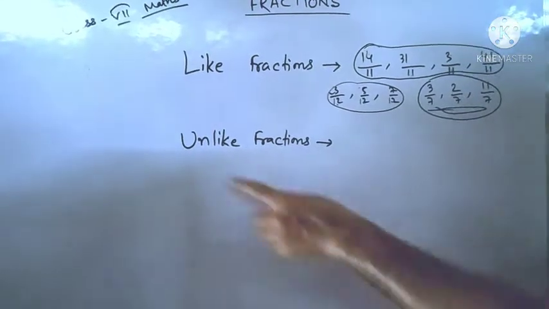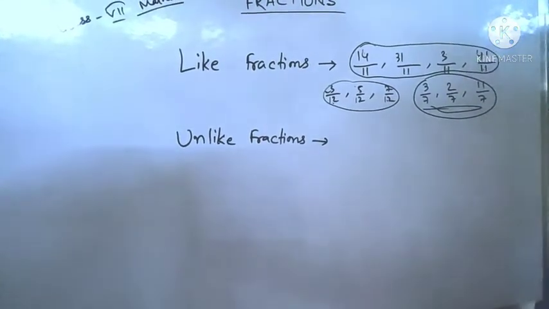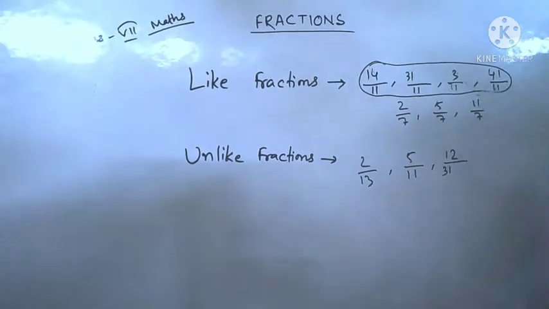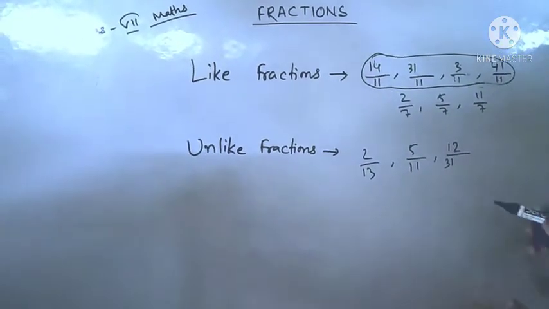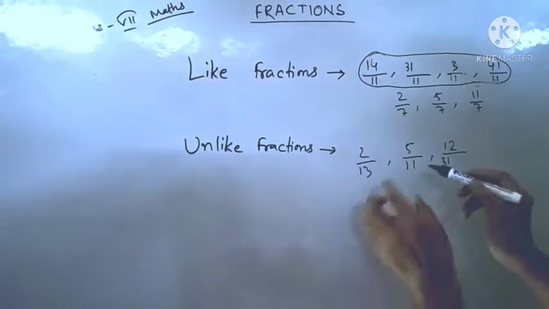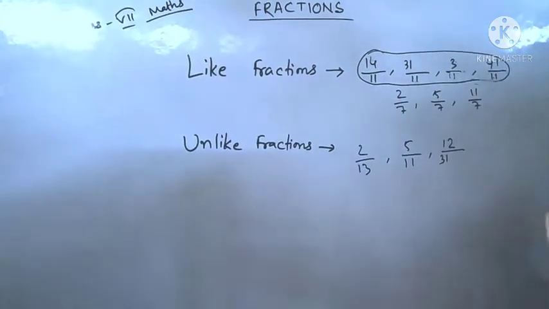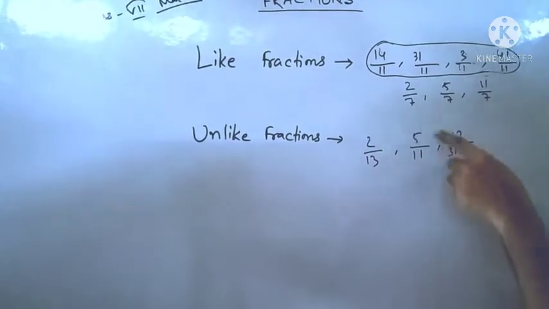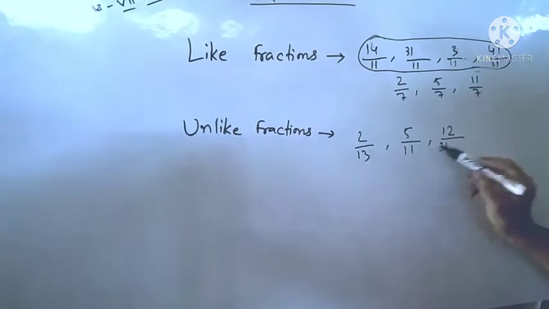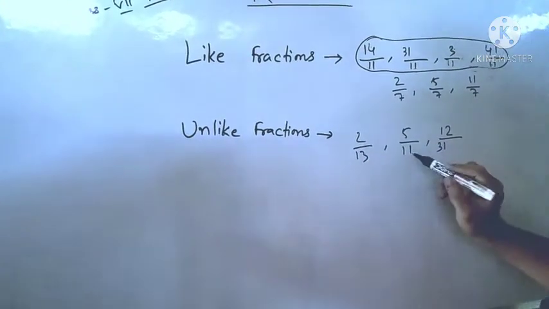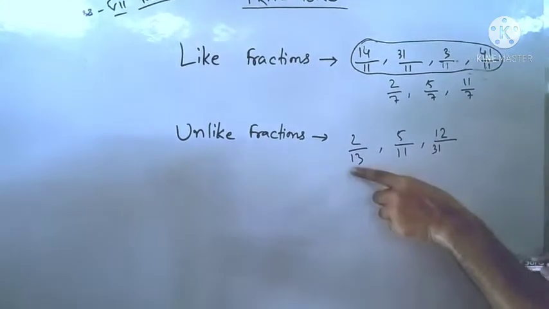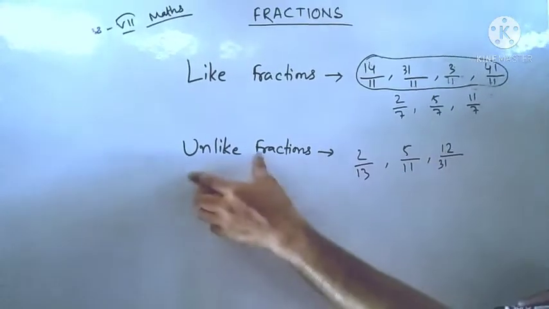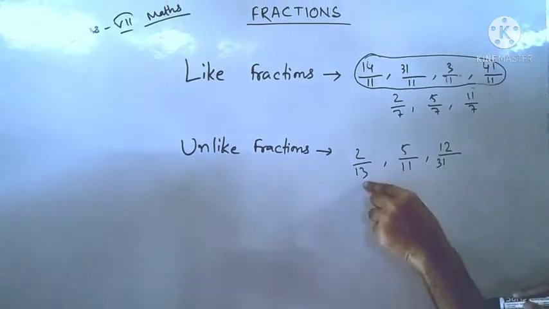Okay, now unlike fractions. Unlike fractions mean the denominators are not same. The fractions which have different denominators. So 2 by 13, 5 by 11, 12 by 31. These three fractions have three different denominators. Okay, the denominators are different here. So these fractions will be called unlike fractions because the denominators are different.